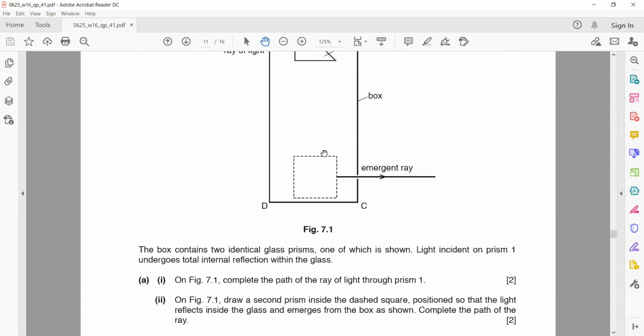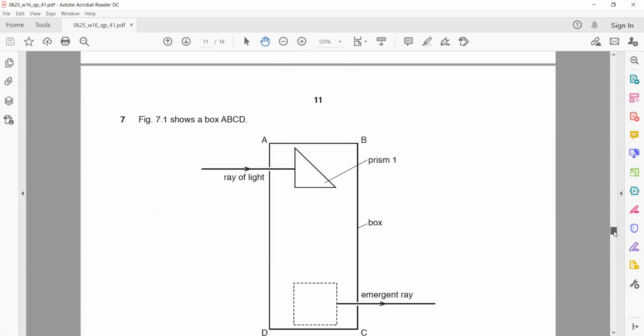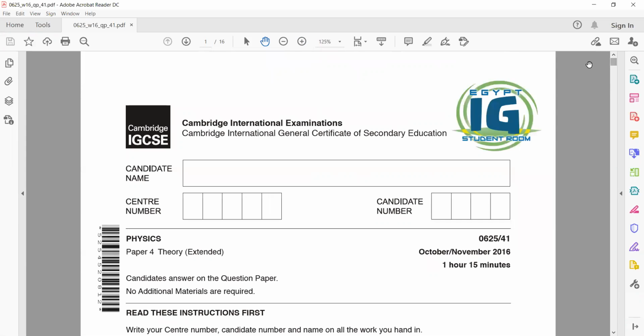So any other question or a part, if I miss any, you can mention. This was October, November 2016, paper 4, variant 1. Is there any doubt?